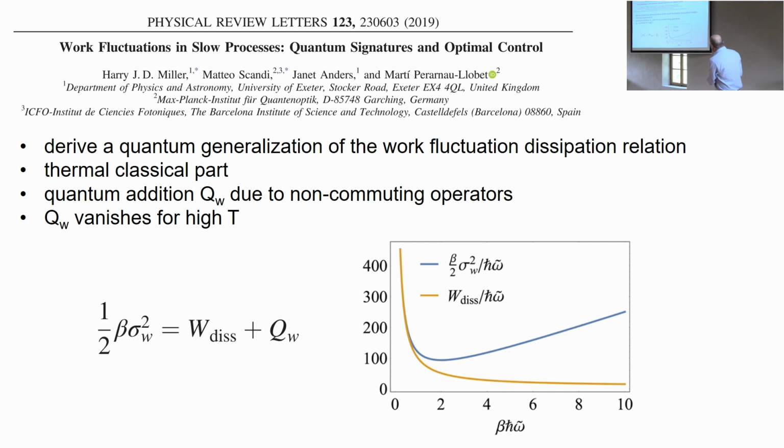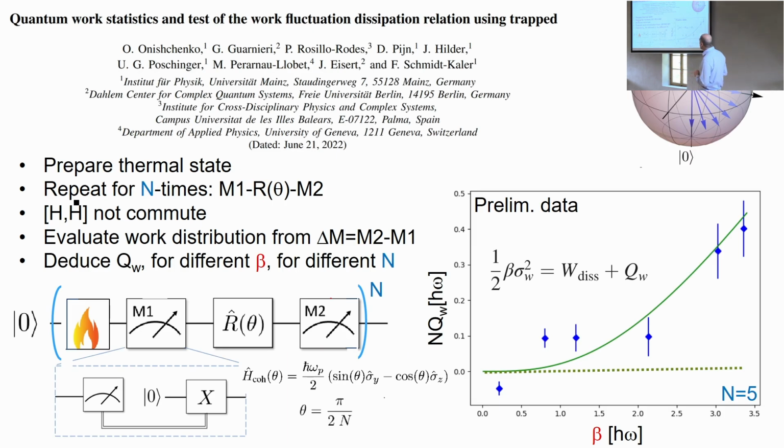And you see the classical part is this blue one. So that is this blue part on this side, the width of the fluctuations, how broad is my work distribution. And the work, that's this one. And you see a gap opens here for very low temperatures, and that is exactly this QW. That is this leftover, which is due to the non-commuting operators. So I think nobody has checked this so far, and we have now preliminary data about this. So in this team, we are doing this.